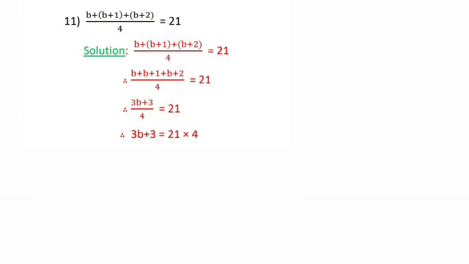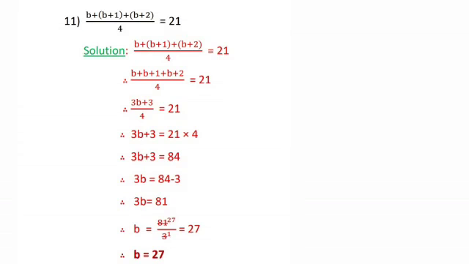Now the last sum of question number 2 of practice set 12.1. b plus 1 in the bracket plus b plus 2 in the bracket upon 4 is equal to 21. Now first open the bracket. So it will be b plus 1 plus b plus 2 upon 4 is equal to 21. Now how many times b is there? 3 times. So 3b plus 1 plus 2 is 3 upon 4 is equal to 21.